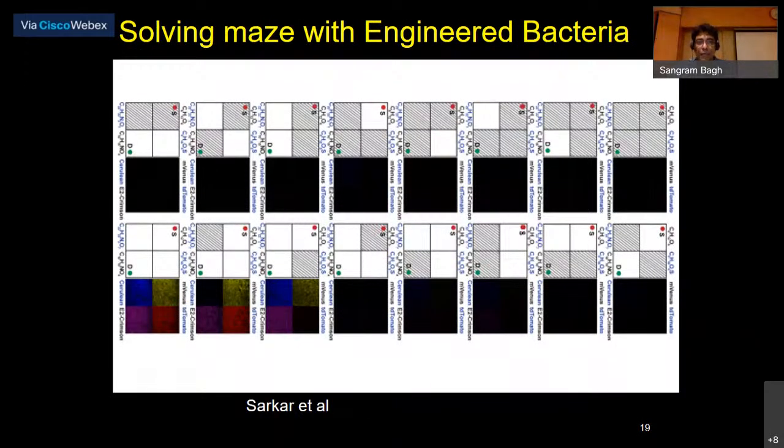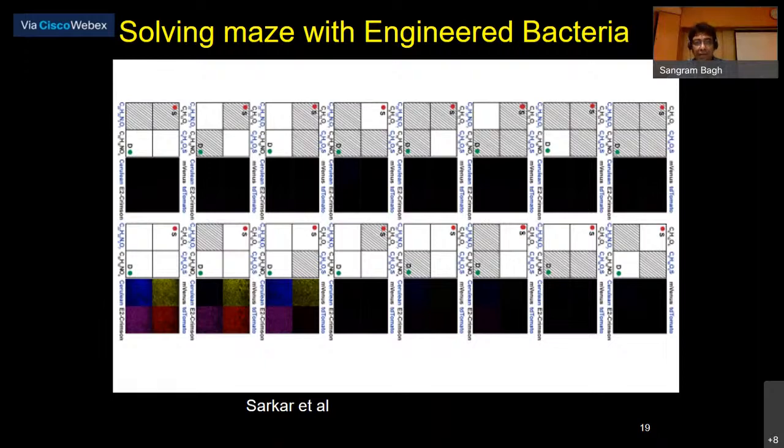Now we can see that among these 16, only in 3 cases do you see these bacteria glowing. In another 13 cases, the bacteria are not producing any fluorescent proteins. This picture is not only telling you what the solution is, but also the number of solutions, I mean, the number of possible solutions and the number of cases where there is no solution.